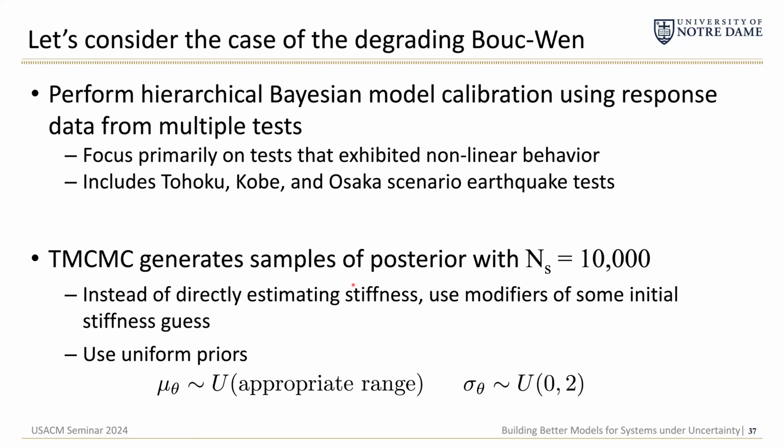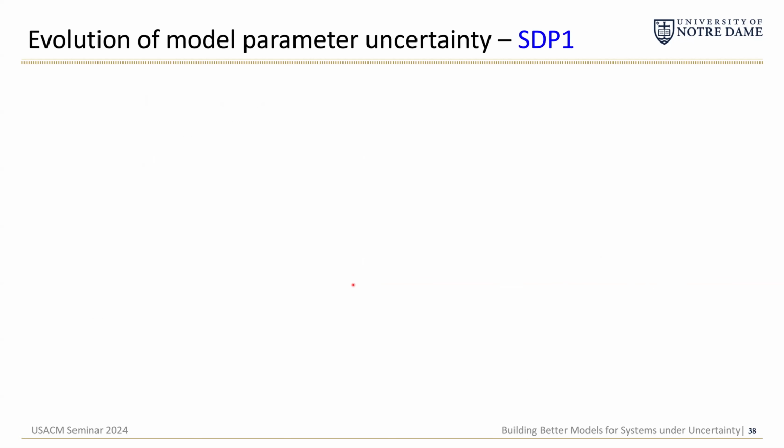Similarly, we're going to use uniform priors where our mu of theta is going to be defined over the appropriate range. Obviously the ranges are going to change depending on if we're talking about our shape parameters, beta and gamma, or our linear stiffness parameters, or our degradation function parameters. We can assume for each of these a very similar sigma that is uniformly distributed over 0 to 2. Now, if we do this, we can evaluate our parameter uncertainty.